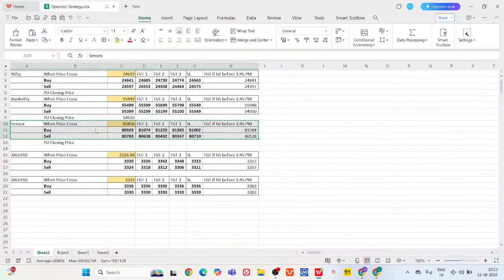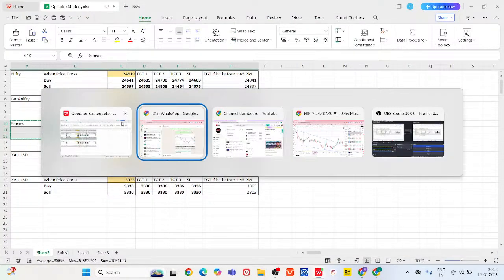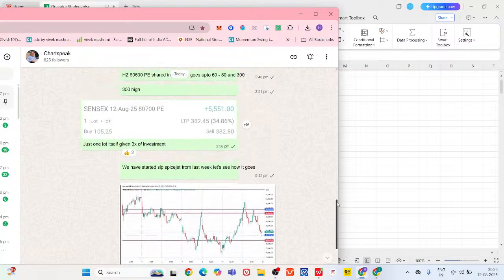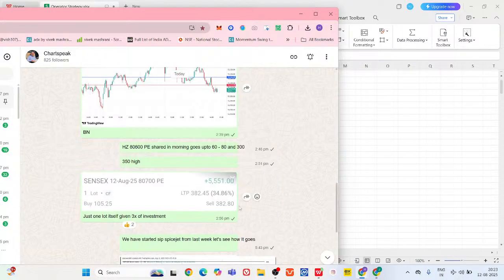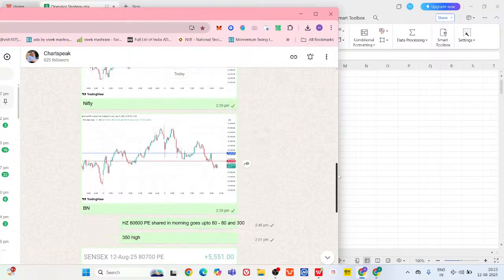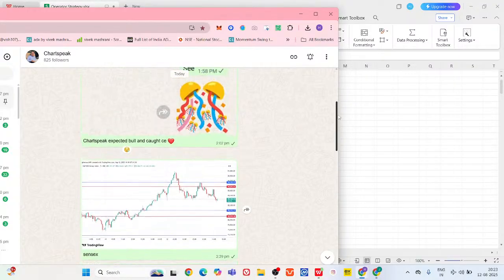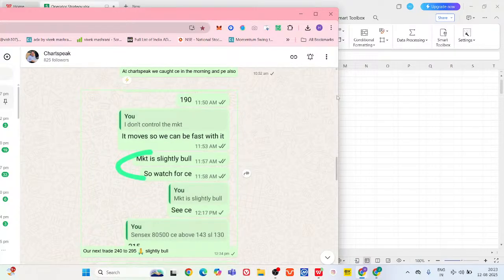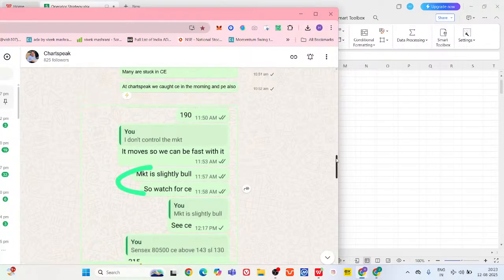And if you see what was my trade today, my hero zero trade, it was 80,600 put. Let me show, 80,600 put was my hero zero. I mentioned very clearly. Of course, initially I took the call because market went up. That was around 920. Market is slightly bull, and then we took this 143. It went up to 250.